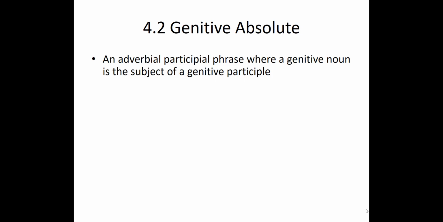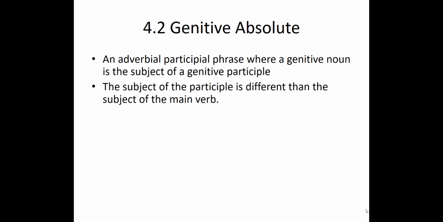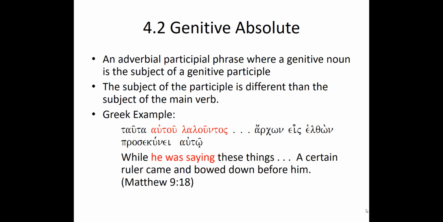So what will happen is the participle is going to be genitive, and the quote-unquote subject of that participle is going to be genitive. So as you know, a regular subject of a verb would be nominative, and usually adverbial participles are very frequently nominative. But if I need a different subject than the subject of the main verb, it's going to go in the genitive. So look at this example from Matthew.